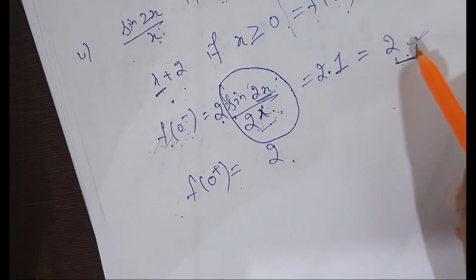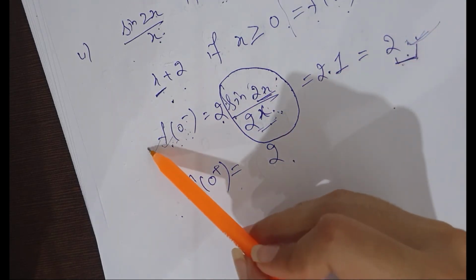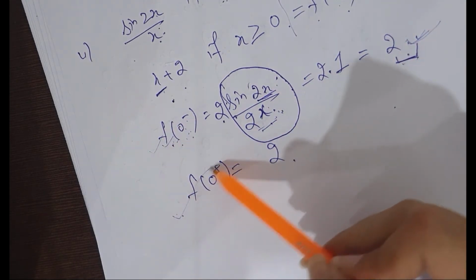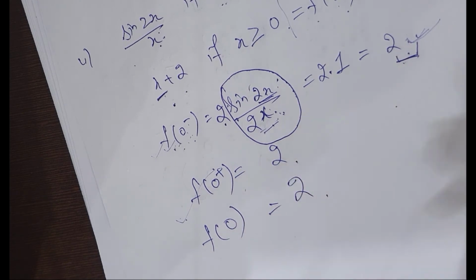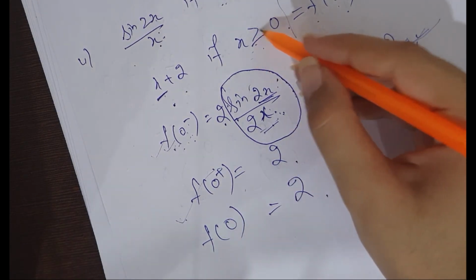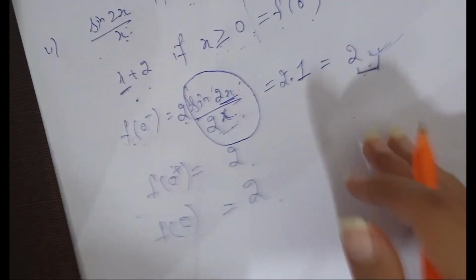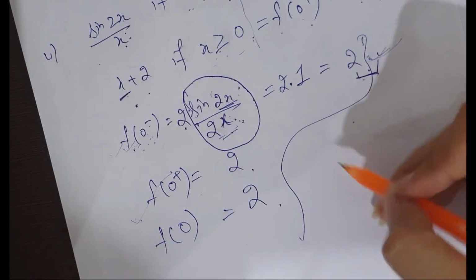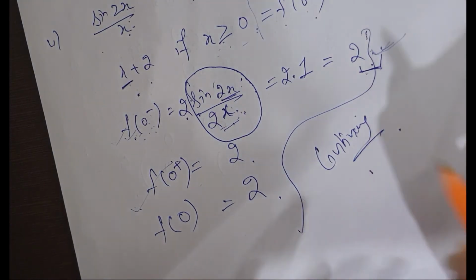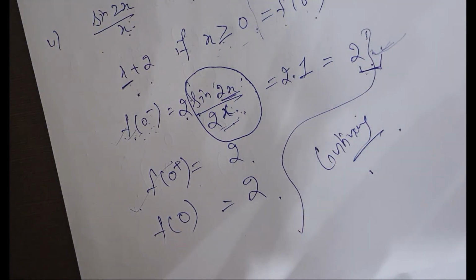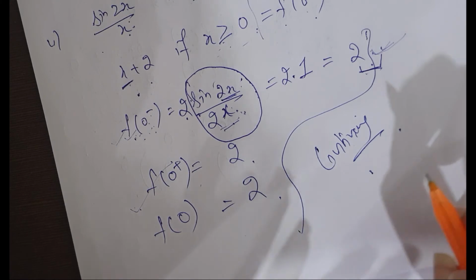So this function is 2 at x equal to 0 minus, x equal to 0 plus, and as well as at x equal to 0, this function is also 2 because here x is greater than or equal to 0. So it means that this function is continuous. If this is continuous, we still can't comment on its differentiability. For that we have to differentiate the function.